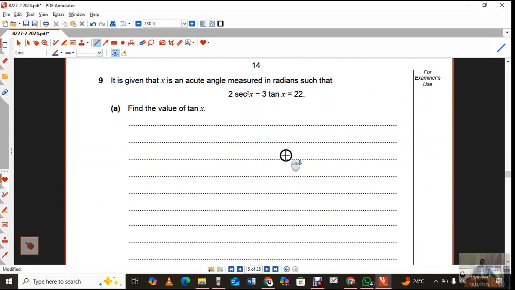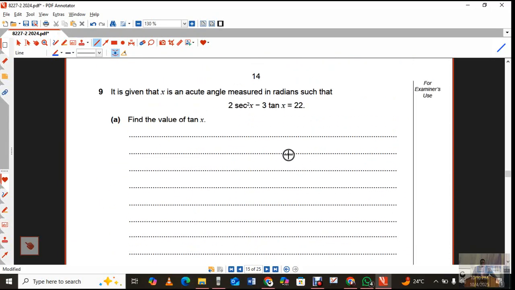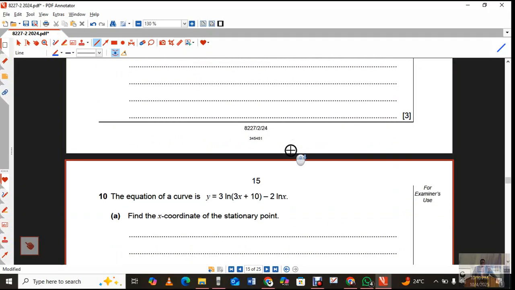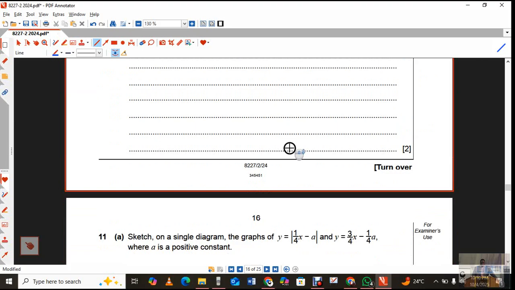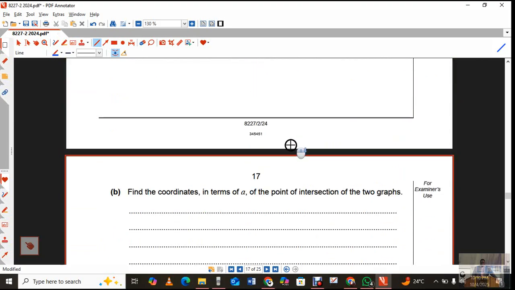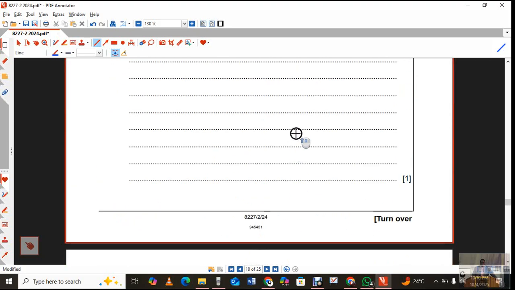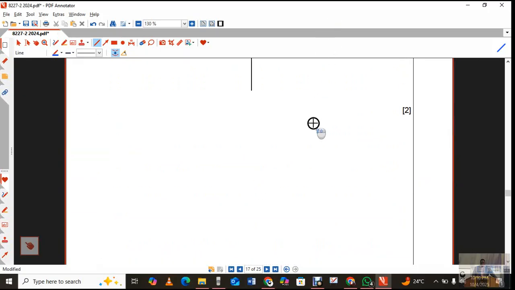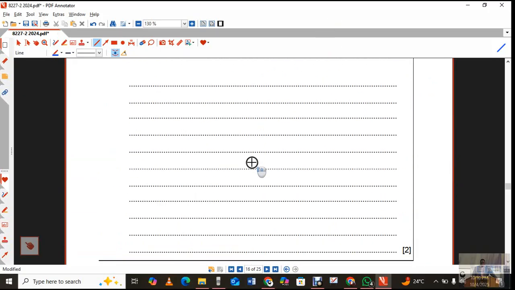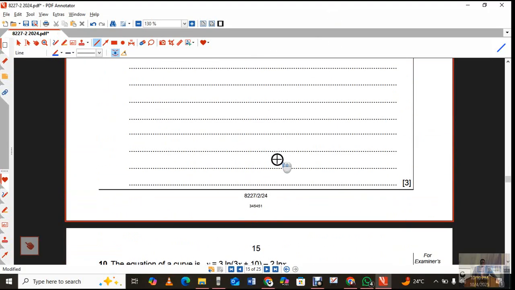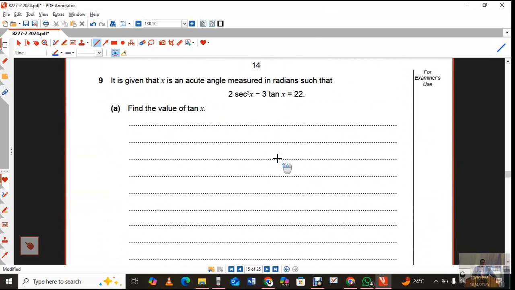Right, that brings us to question 9. Question 9, acute angles measured in radians. Are there 10 questions, or 11, or is there more? Let's see. Right, so we have a few to go. So let's finish and move along. I am now busy with question 9. It is given that x is measured in radians, so the calculator must therefore be set in radian mode.